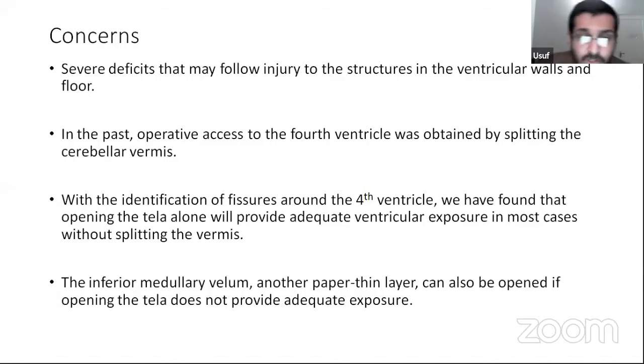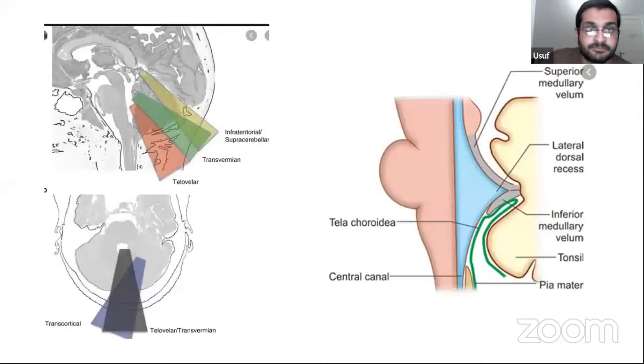Hence, with the identification of the fissures around the fourth ventricle, which largely include the mesencephalic fissure and the pontomedullary fissure, they identified that opening the tela choroidea alone can provide very good exposure of the fourth ventricle, even without the need to split the vermis. And the inferior medullary velum, which we talked about multiple times, which is again a thin paper layer, can also be opened if the tela choroidal opening is not sufficient to provide adequate exposure.